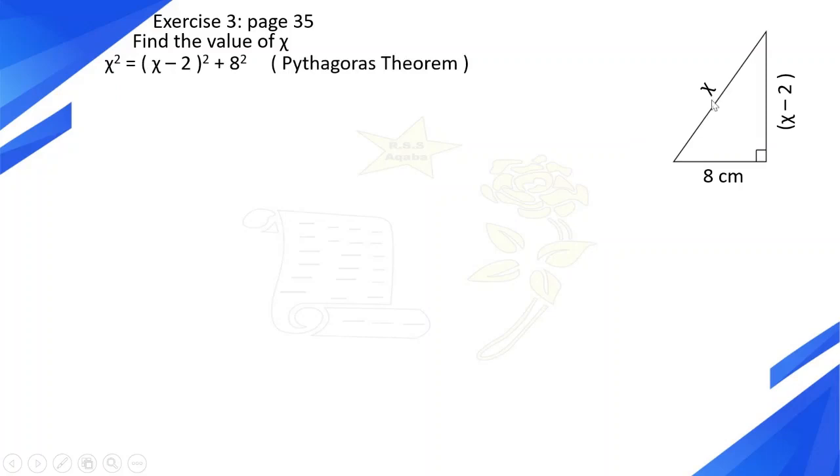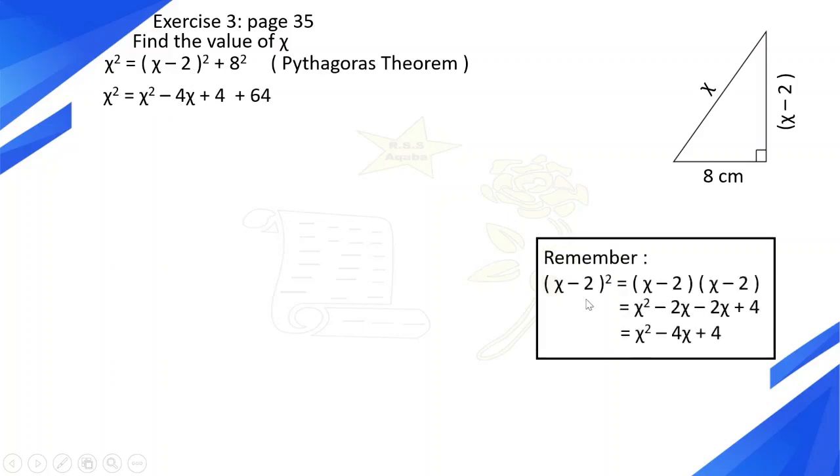x squared equals (x minus 2) squared plus 8 squared, by using Pythagoras theorem. Now, to square this bracket, it means you have to multiply it by itself. If you multiply it by itself, you will get x squared minus 4x plus 4. Remember that (x minus 2) squared equals (x minus 2) times (x minus 2).